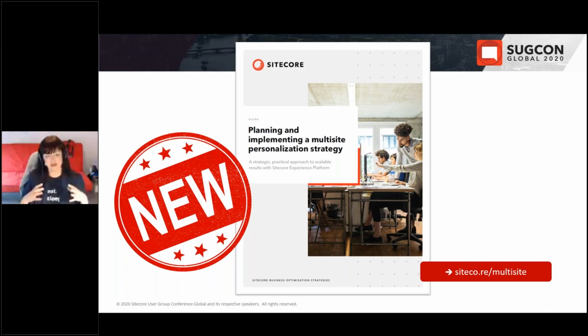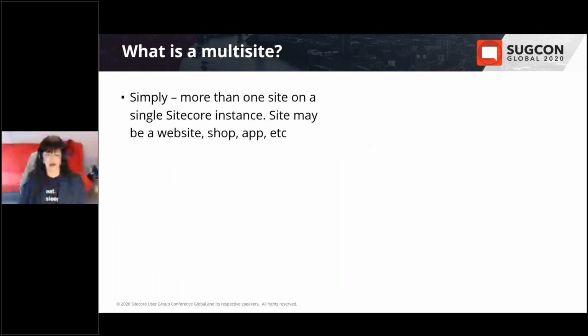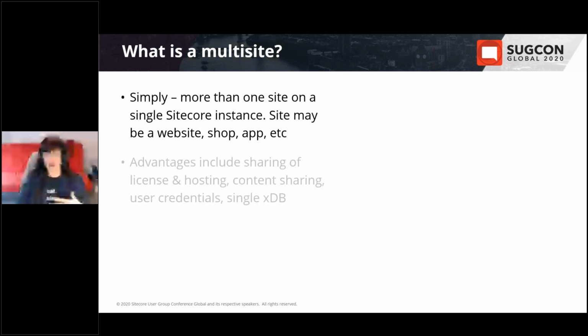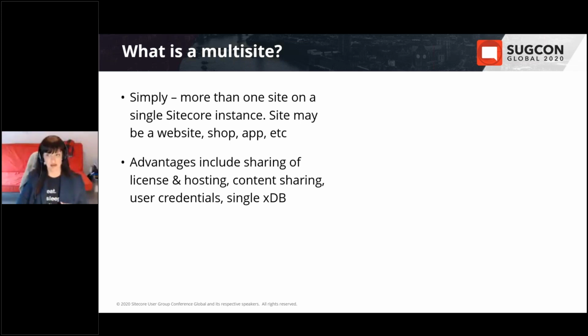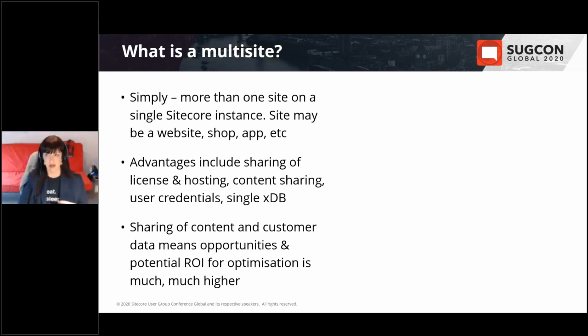Okay, so firstly, I think it's good to start with a quick definition of what a multi-site is. Simply put, it's more than one site on a single Sitecore instance. That site may be a website or a shop or apps or whatever, okay? The advantages of having a multi-site include sharing of content, license, hosting, user credentials, and a single XDB. Now, this sharing of content and customer data means that the opportunities for return on investment are much, much higher.